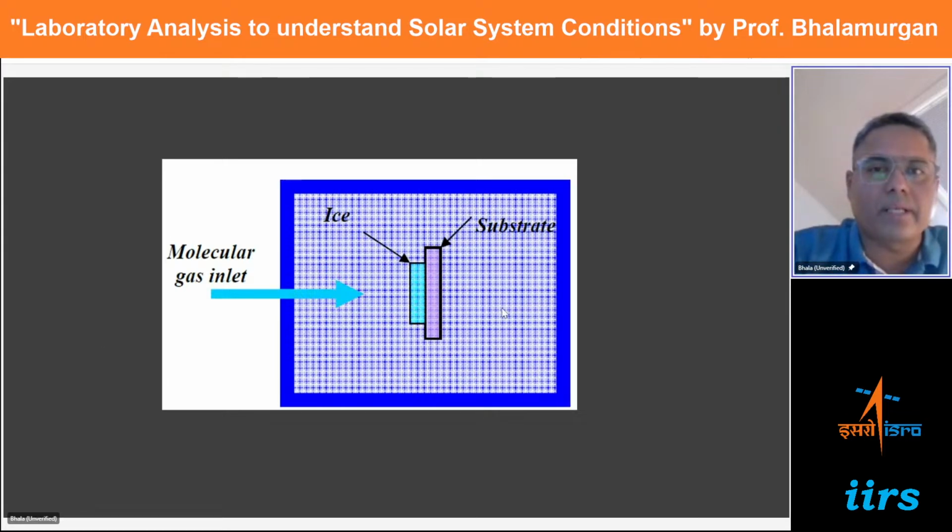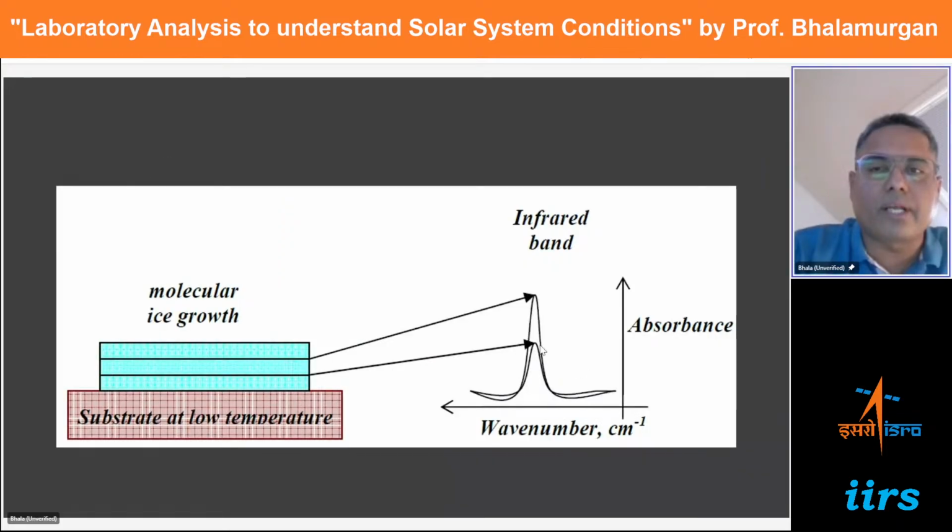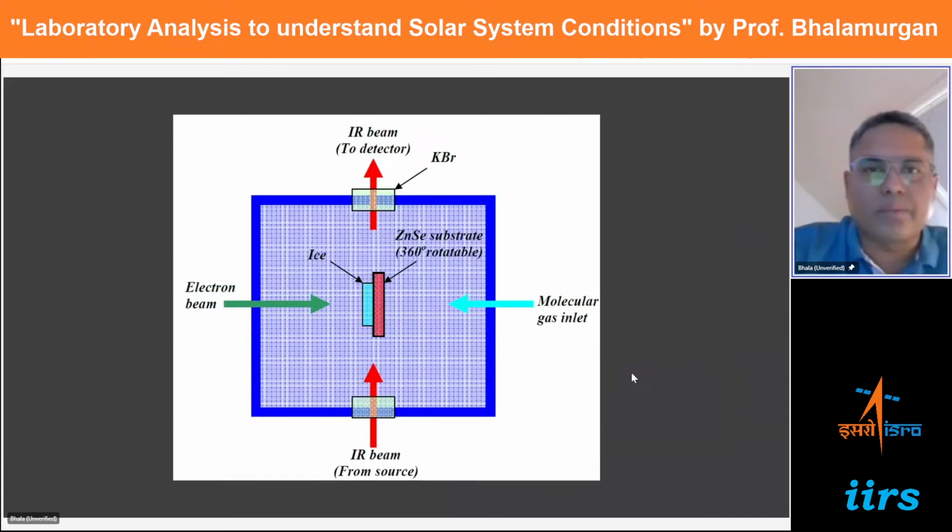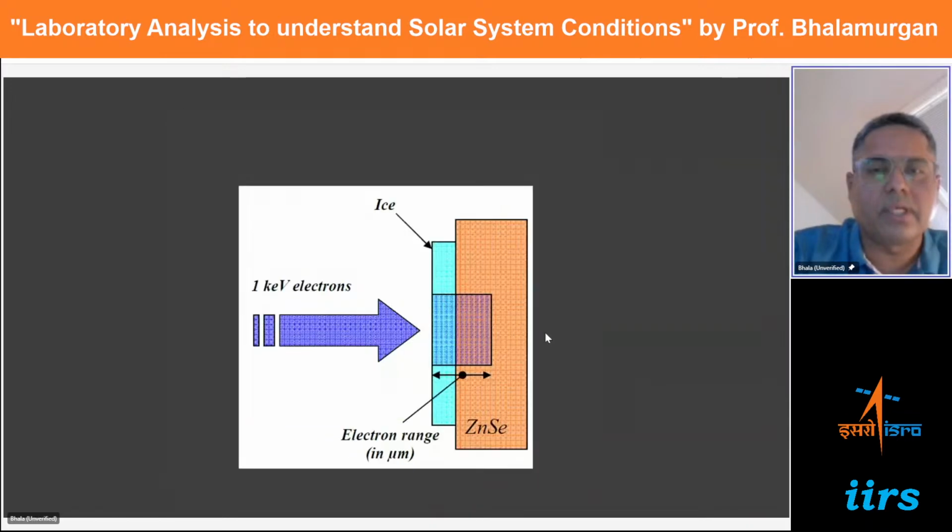So simple way: take a substrate, cool it down, and you inject the molecule. You make an ice. Right? With the infrared detection, you know when the number of molecules is less, the signal intensity is less, and when your thickness is more, your intensity is going to grow in the infrared. The same thing, what you see here, and then you have an energetic source which is processing your surface. Now, if this energetic source is an electron, it is going to go through the ice. It's going to hit your window. Your ice is completely processed.